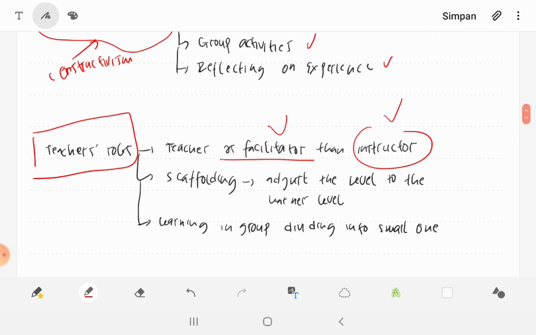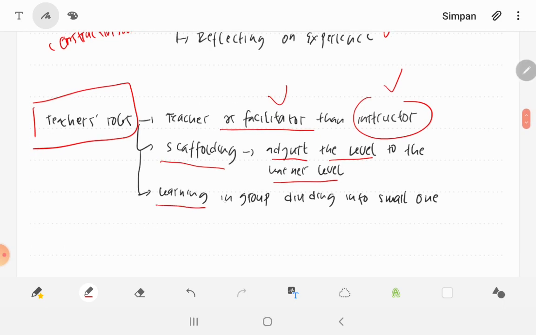The next is scaffolding. In the teacher's role, scaffolding is famous. Maybe in the past you have encountered this terminology. Scaffolding is adjusting your level to the learner's level. For example, now you are 21 years old. When you teach kindergarten or elementary school, you need to adjust your level to the learner's level. You should not use your own competency. For example, you are an adult of 20 years old, so you should not speak like a 20-year-old, and you should minimize your level to the learner's level, so the person you teach will understand.